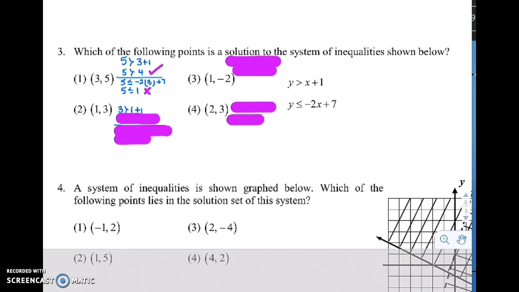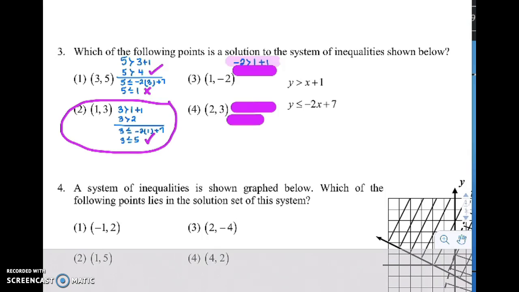Choice 2, test the first inequality, is 3 greater than 1 plus 1? You bet, 3 is greater than 2. And in the second inequality, is 3 less than or equal to negative 2 times 1 plus 7? Well, negative 2 times 1 plus 7 is 5, and 3 is less than or equal to 5. So that is our answer because it works in both.